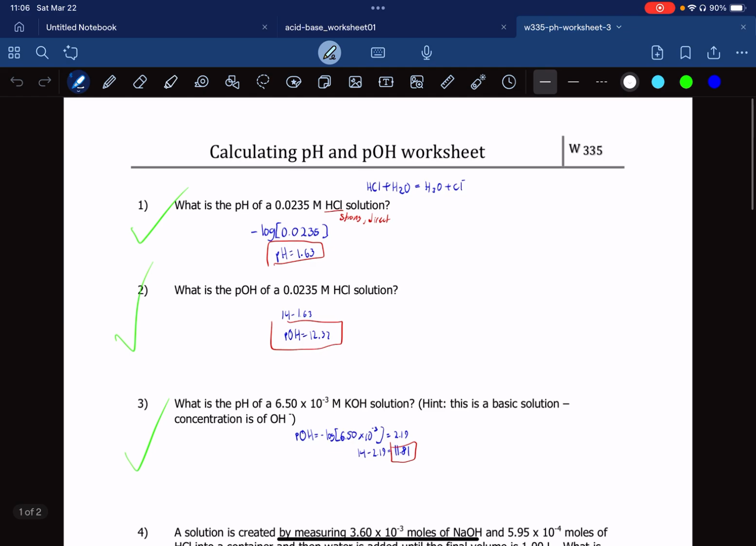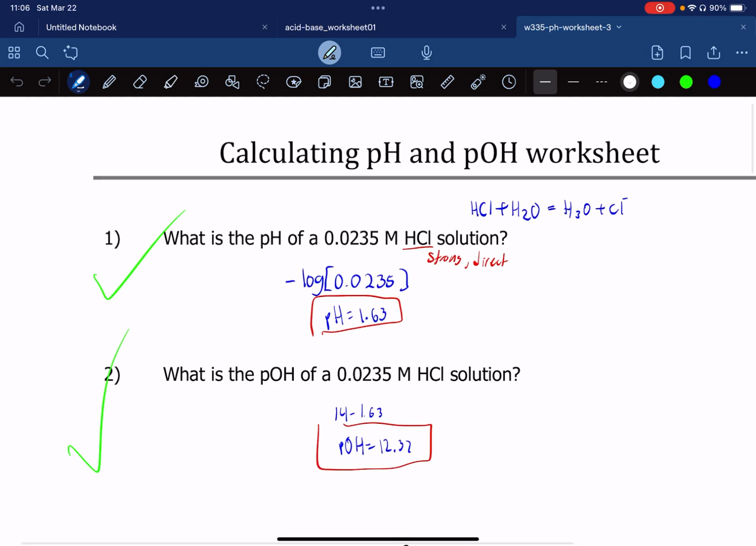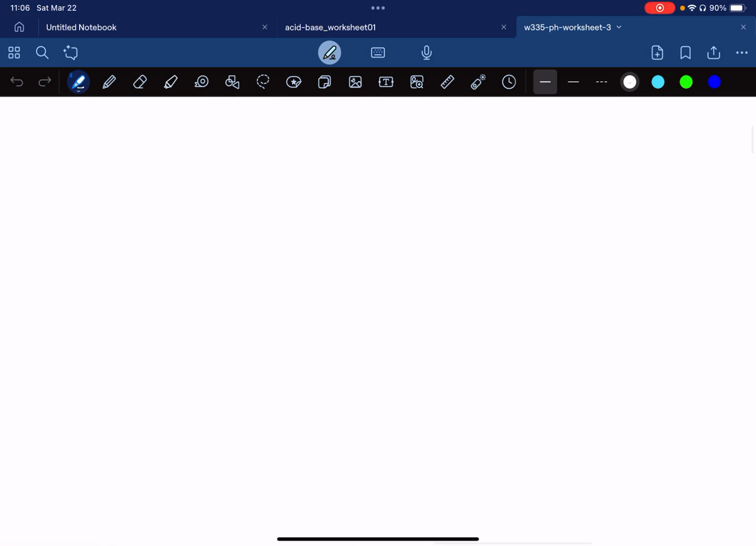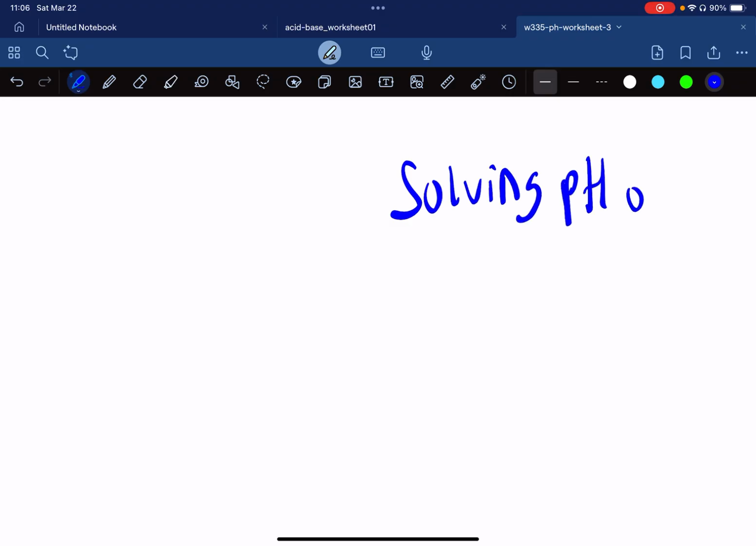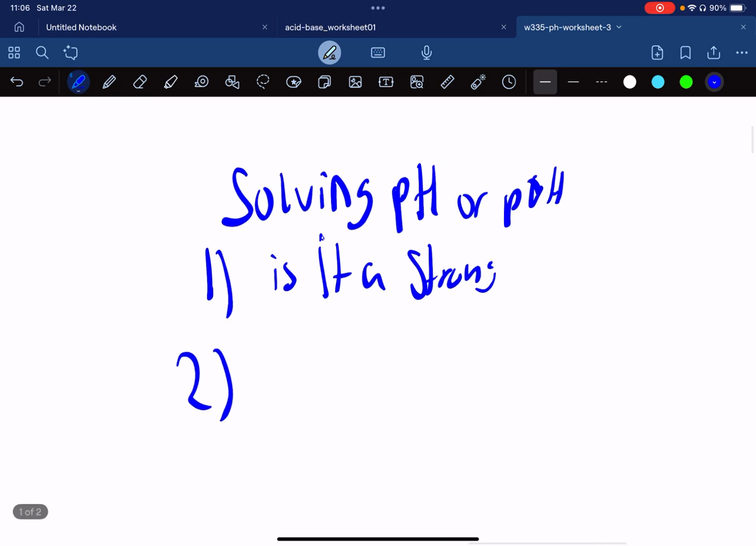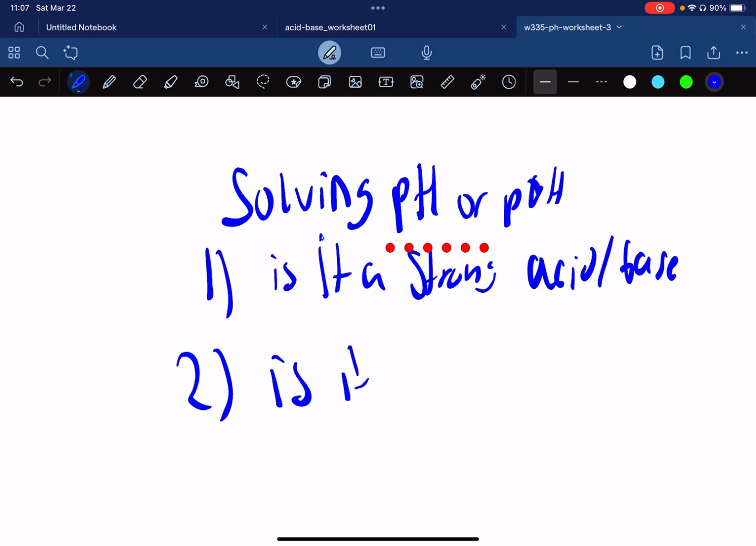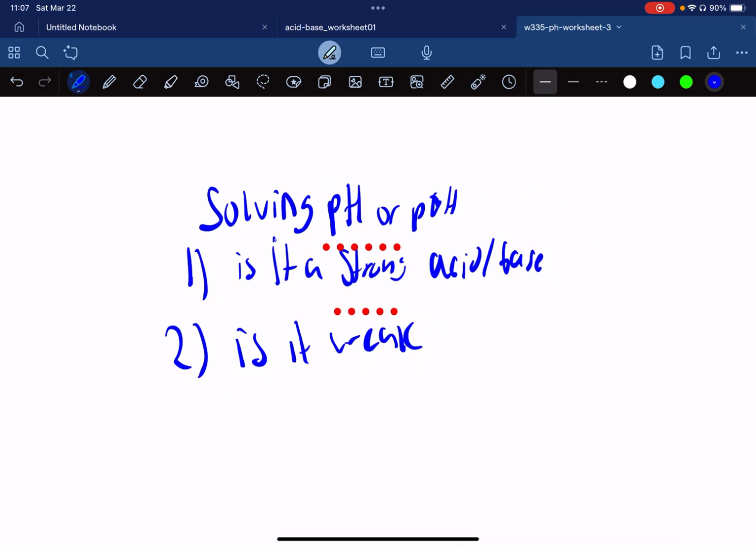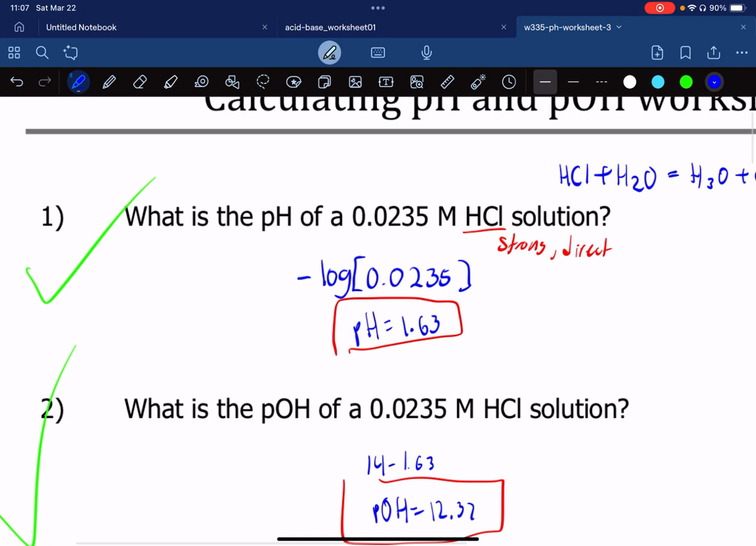So we're gonna be talking about pHs and pOHs and how to solve them. When it comes to solving pH or pOH, there's two things you need to think about. Number one, is it a strong acid or base? And two, is it weak? When it comes to these two, there are different methods to solving them, and we'll talk about it.